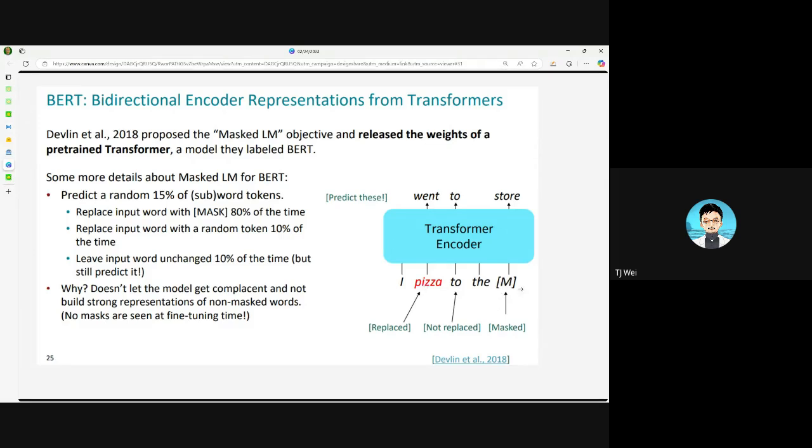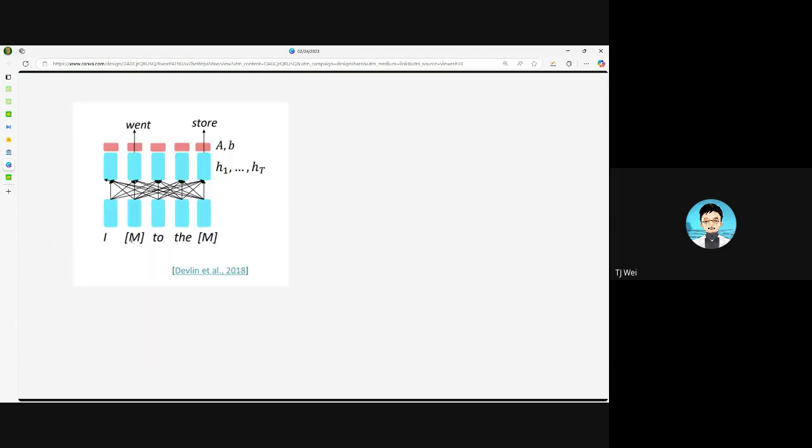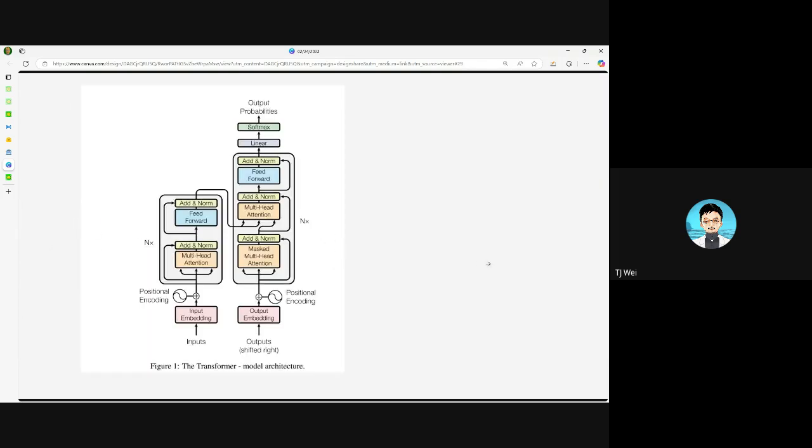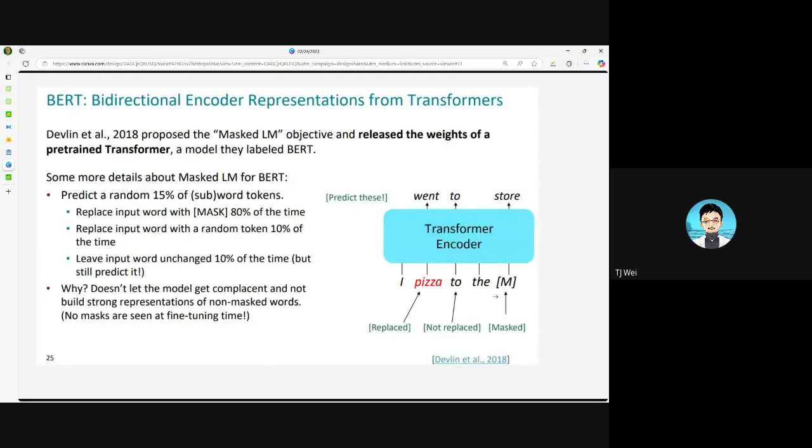like replacing a word with another word or with a mask. Do not confuse this mask with the mask in the transformer decoder. Although they use the same terminology, they are different things. They are just independent things.